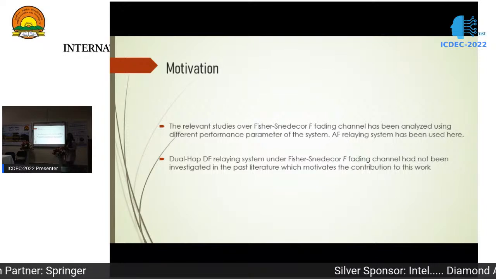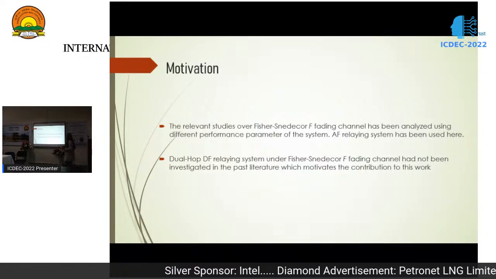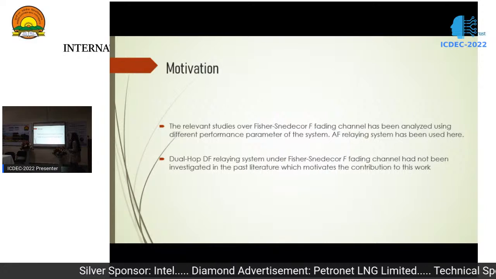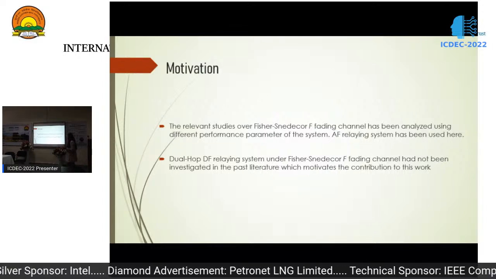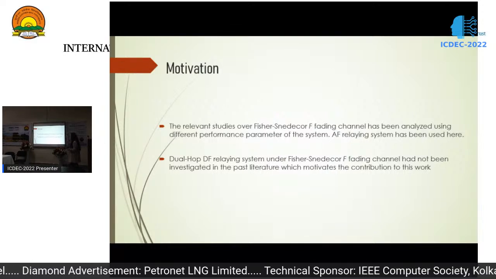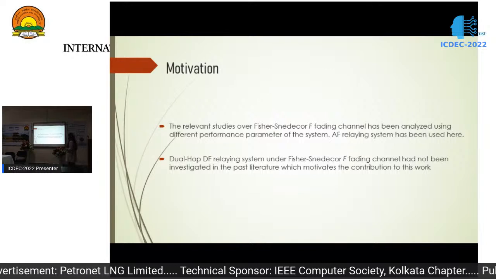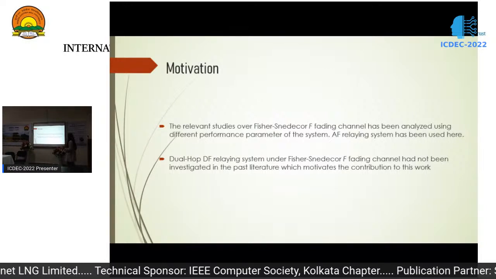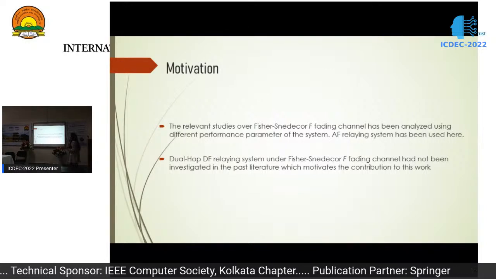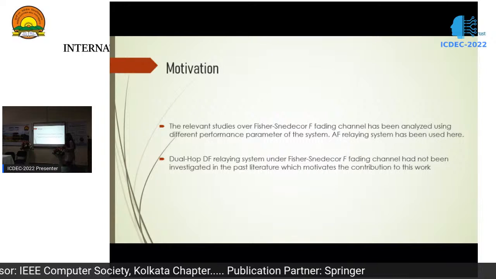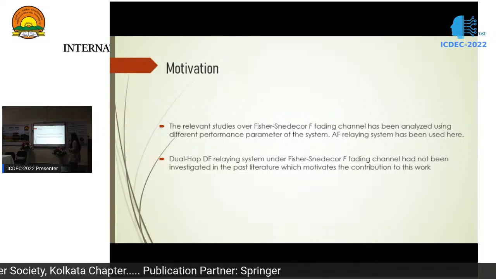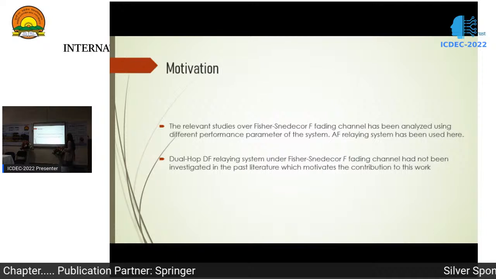The motivation towards this particular topic or work is that there have been relevant studies on the Fisher-Snedecor fading channel where different parameters have been analyzed, but it has only been done in an amplify-and-forward relaying system. Here, the dual-hop DF relaying system under this fading channel has not been investigated in past literature, which is why it motivates the contribution of this work.